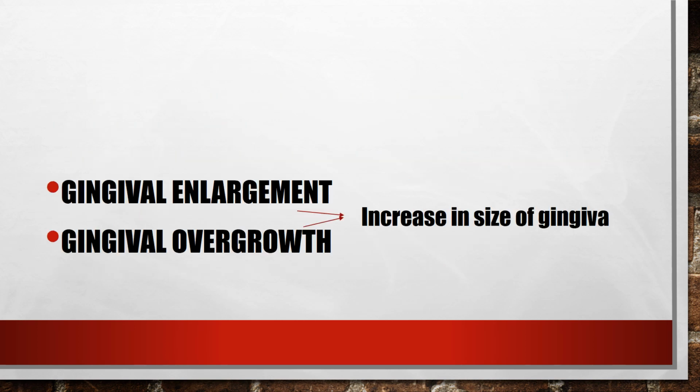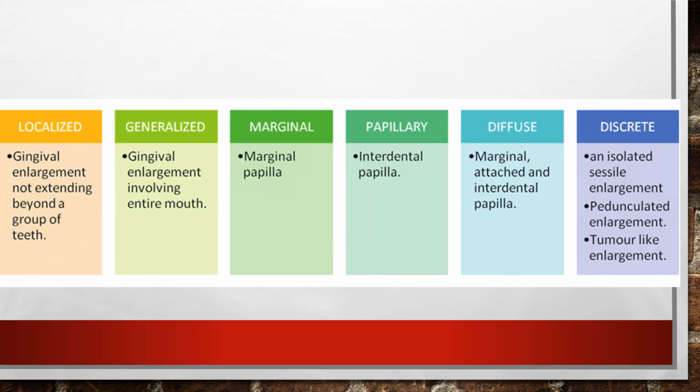Gingival enlargement can be called gingival overgrowth. It is defined as an increase in the size of gingiva, whether in the number of cells or in the size of the cells. It has been classified according to the location and distribution. That is divided into localized, generalized, marginal, papillary, diffuse and discrete.